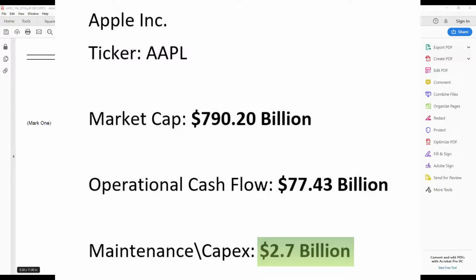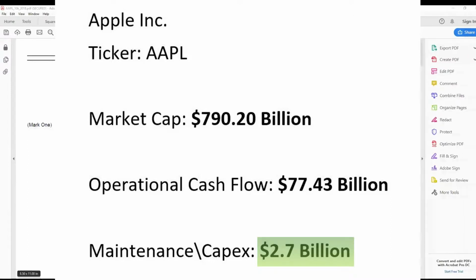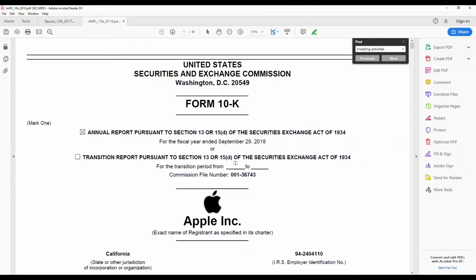So I would like to show you how I came up with that by looking at Apple's 10K. So let's bring that up here. Okay, so we've got Apple's 10K. This is for the year of 2018. They just filed only a couple months ago, which was nice to have some new numbers. So the first thing we want to look for in order to determine the maintenance and capex is investing activities.